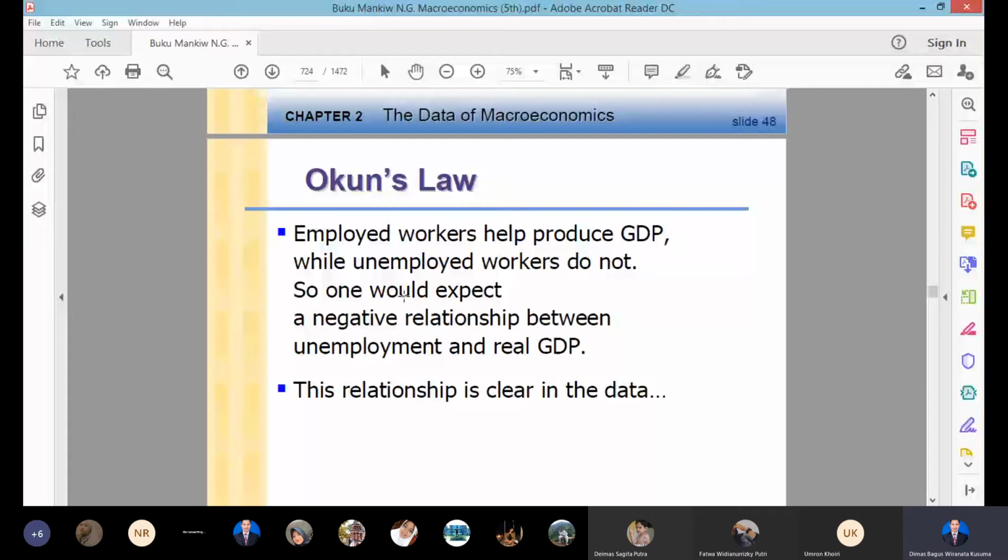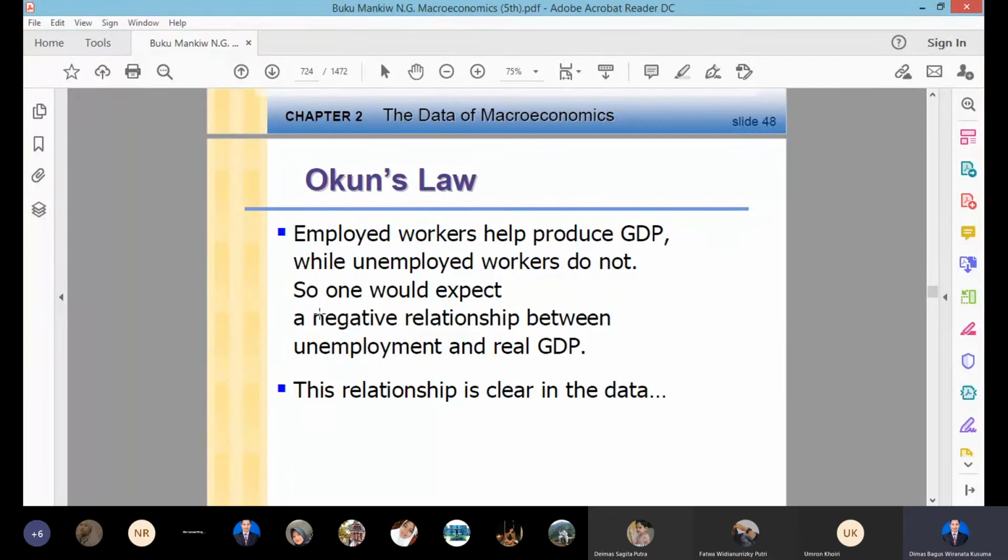So what does it mean, a negative relationship? It means that if the unemployment rate increases, the GDP will decline. I repeat again, based on Okun's law, there is a relationship between unemployment and GDP growth. If unemployment increases, it will impact the declining of the GDP, and the other way around.